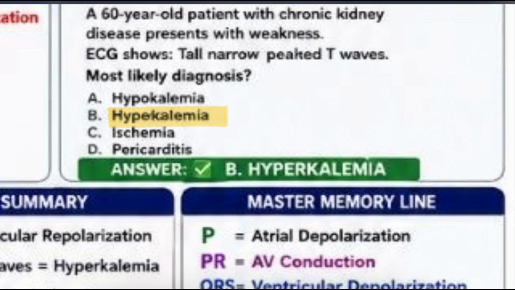So today we learned the T wave from basic physiology to advanced ECG interpretation, including ischemia, hyperkalemia, hypokalemia, and myocardial infarction patterns. So in day 7, we will learn ECG paper basics, including small boxes, large boxes, time measurements, voltage calculation, and the foundation of ECG interpretation.